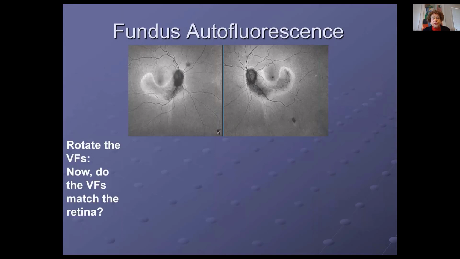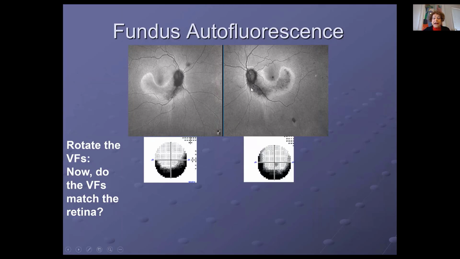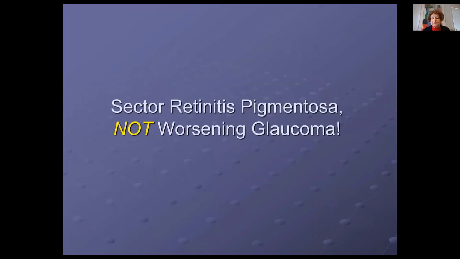So do the visual fields, if we rotate them around, do they match the lesions? And I think you can agree, yeah, this is very dense. And this represents photoreceptor loss as well. What does this patient have? This patient has sector retinitis pigmentosa, not worsening glaucoma. So we saved this patient from getting another trabeculectomy.